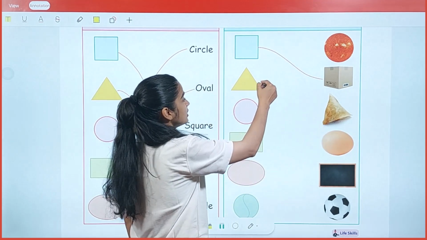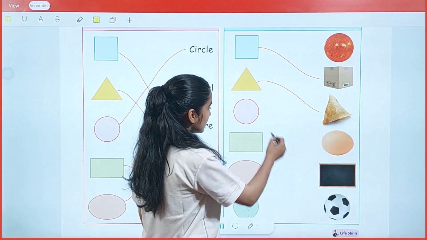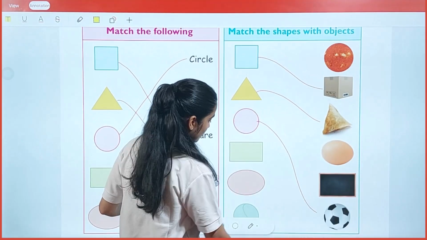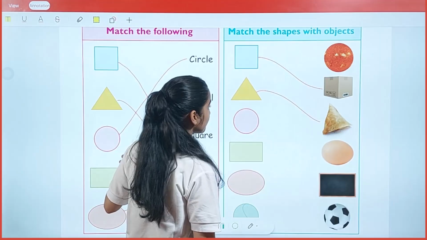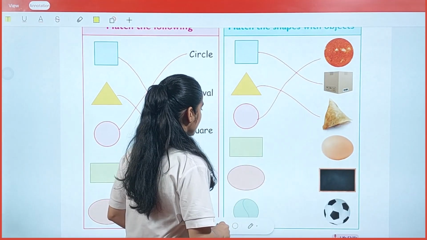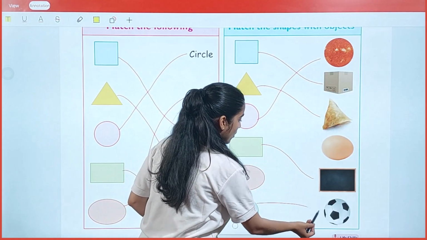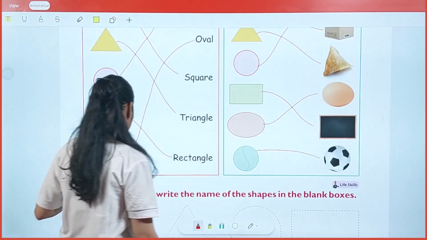Now triangle, the tasty samosa we have. Then circle, circle is our ball. Okay, fine. Now circle is not our ball, it is a sphere. So we can say circle is this. Then we have rectangle, then we have ball, which is sphere, and our oval, which is egg. So we can match this.